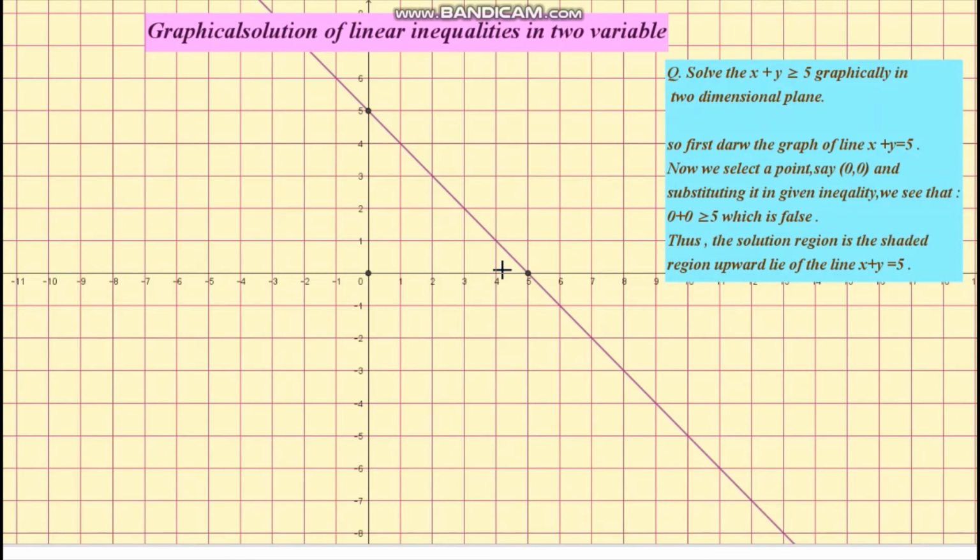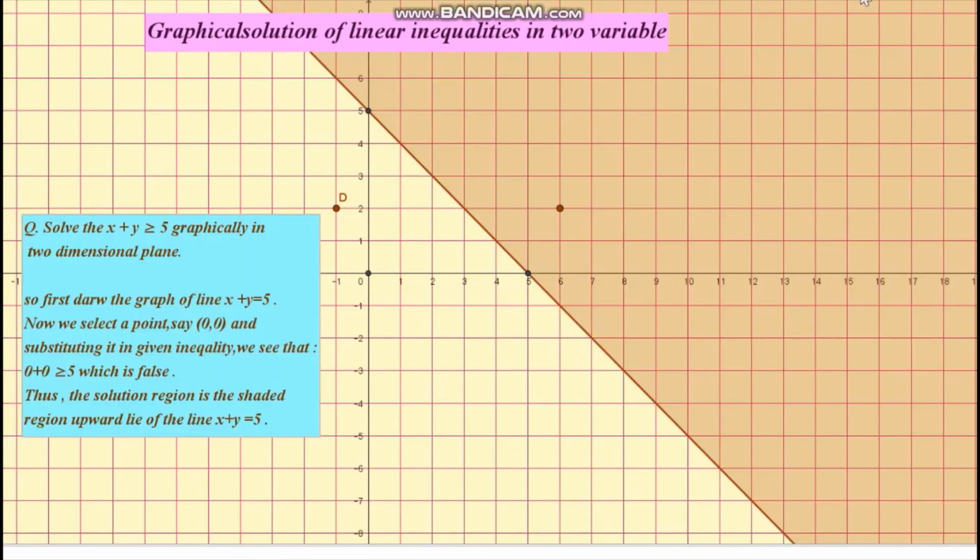Now select (0, 0). This is the general point. If you want to change this point, you can put in place of (0, 0) any other points, such as (1, 0), (2, 0), or (0, 1). Now put (0, 0) in the given inequality. So this inequality becomes 0 plus 0 is greater than or equal to 5, which is false. Hence the solution region is upward of the line x plus y is equal to 5.